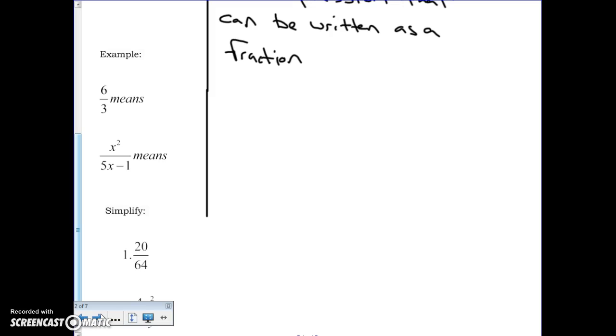Why is that? Well, if you factor 6, that becomes 3 times 2. If you factor 3, 3 can be written as only 3 times 1 since 3 is prime. So 6 divided by 3 equals 2, because if we cancel out their common factors, 3 and 3, we're left with 2 over 1, which is equal to 2.